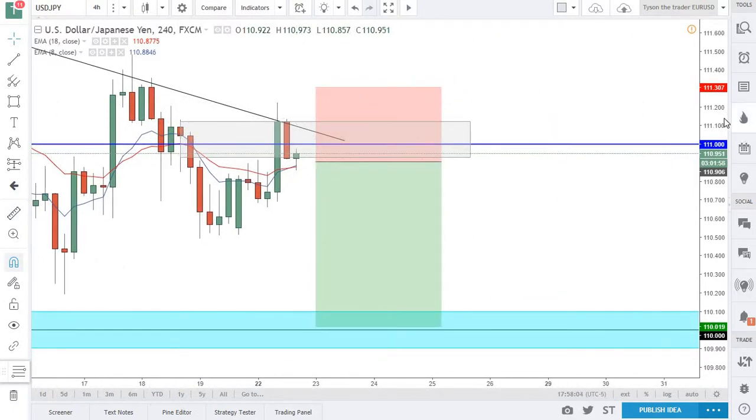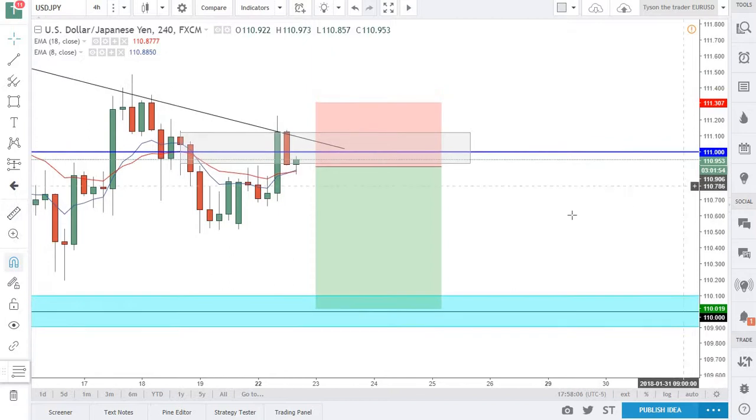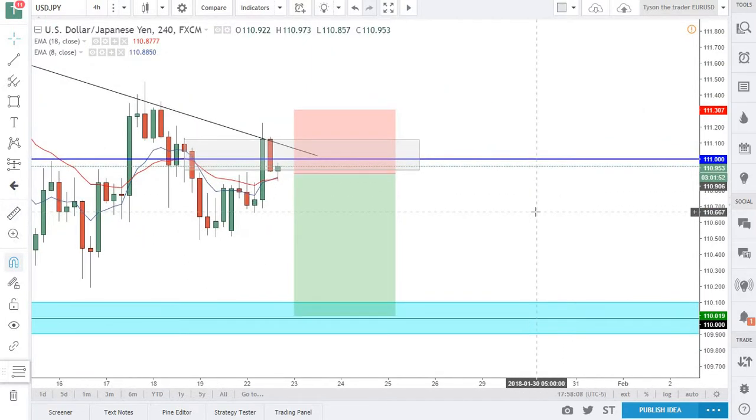So there are two different ways to enter into this market right now. We can wait for a break below our mother candle, which is a safer entry, or we can wait for the break below our baby candle. As you can see, I've already entered into this market.